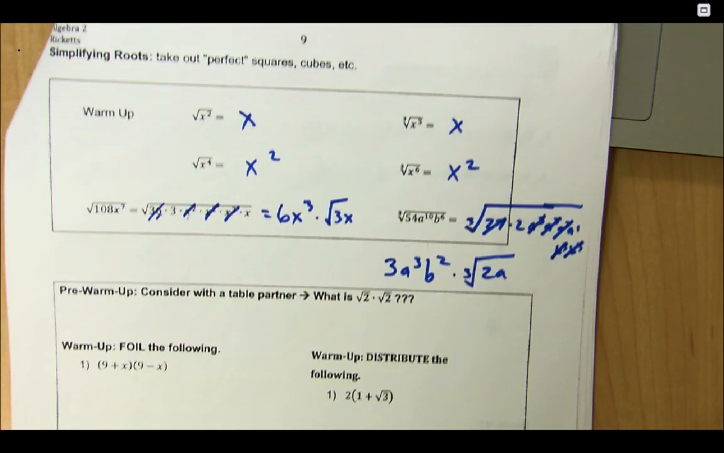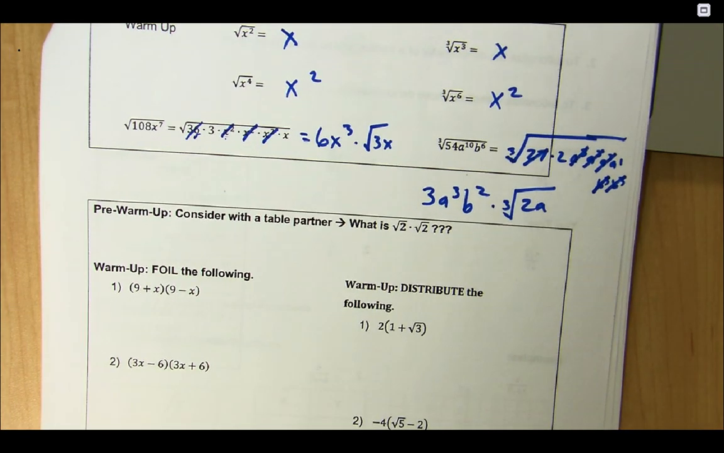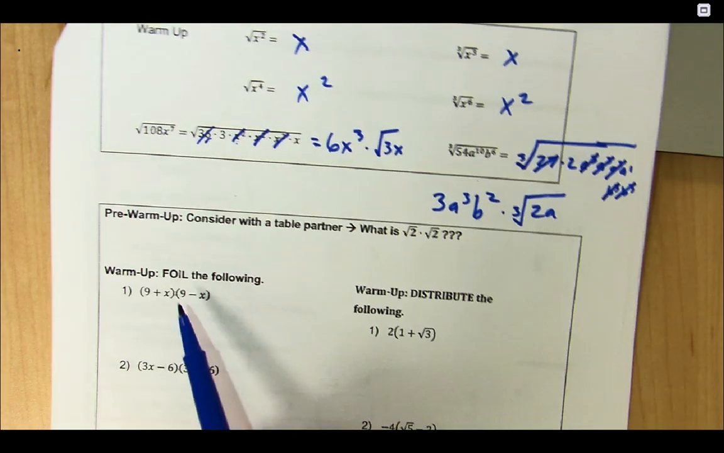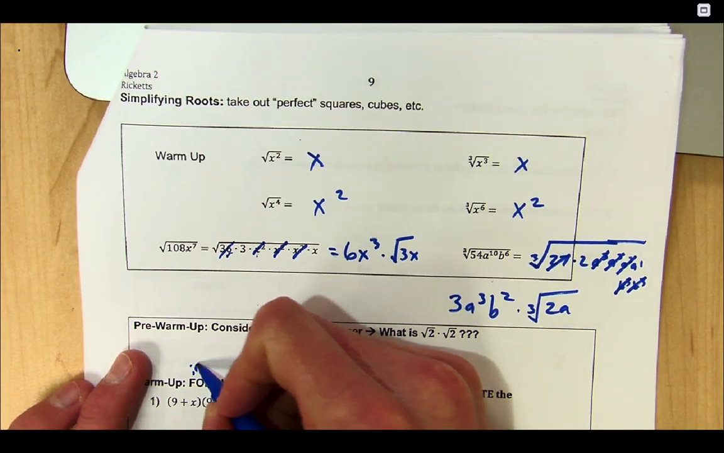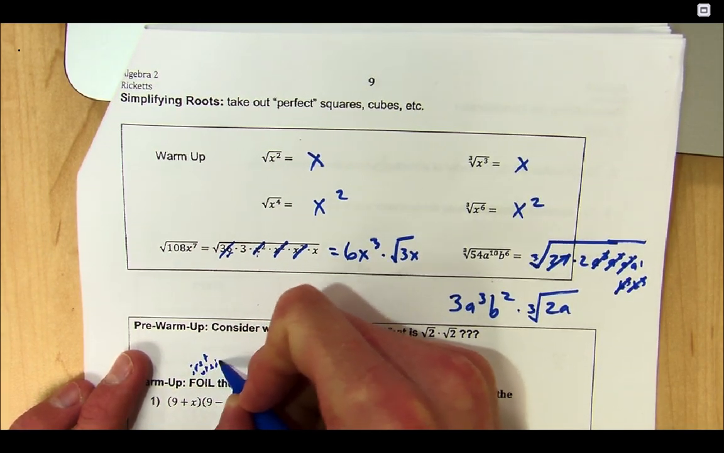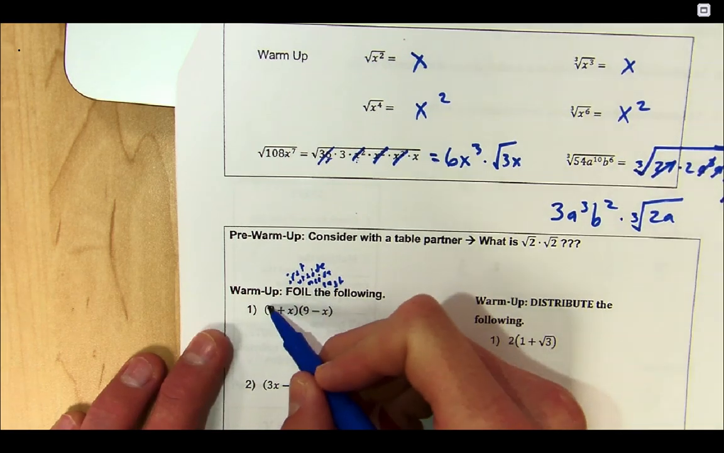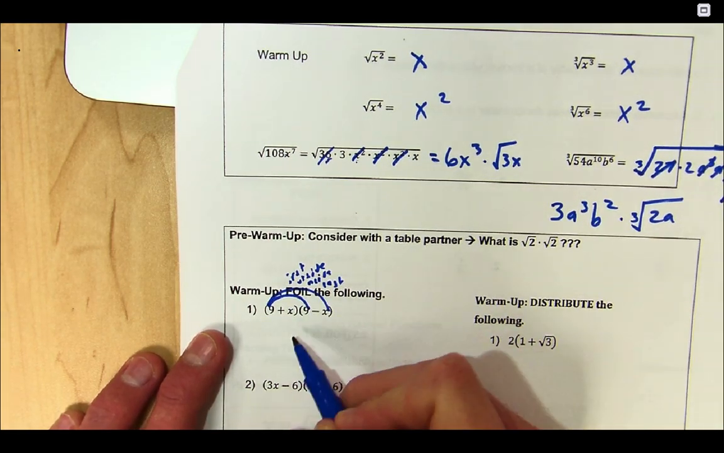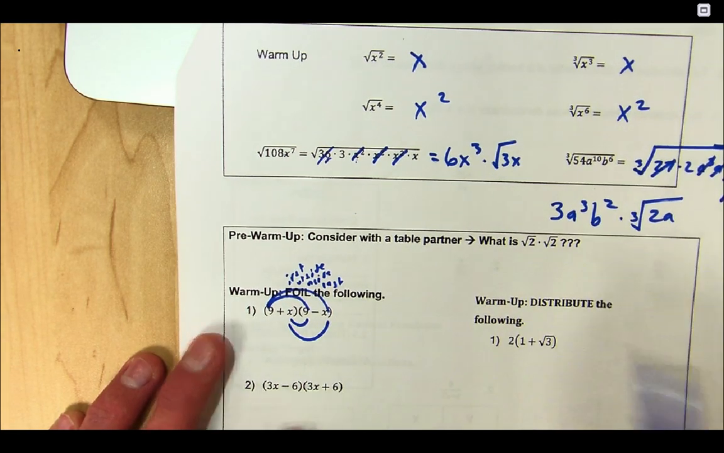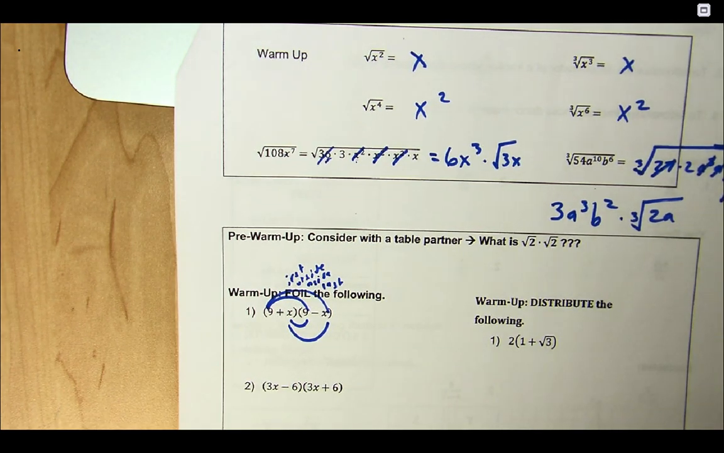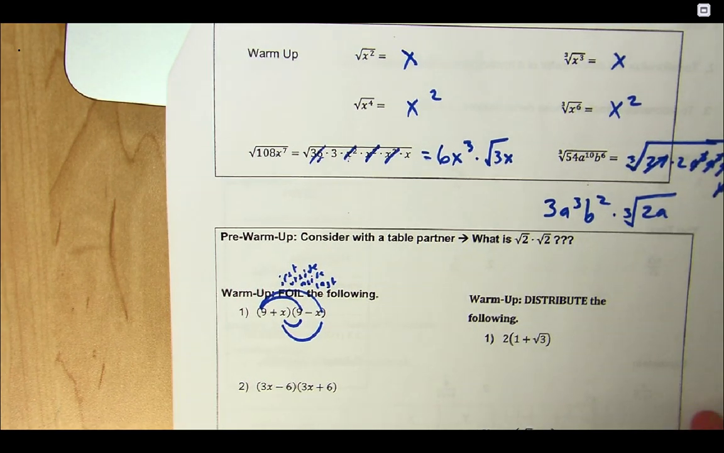There's also a good warm-up here that works on FOIL. So remember when you FOIL, what FOIL stands for is first, outside, inside, last. Just reminding you that when you multiply these, there's a first term, there's an outside term, there's an inside term, and there's a last term. So be very careful when you multiply those.